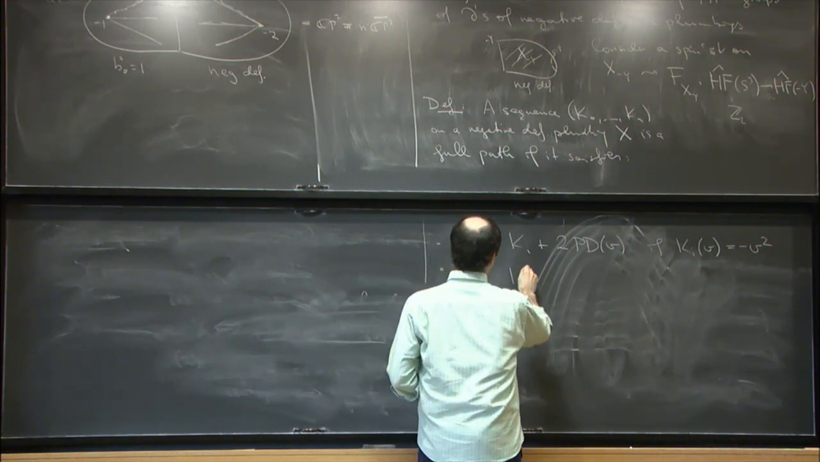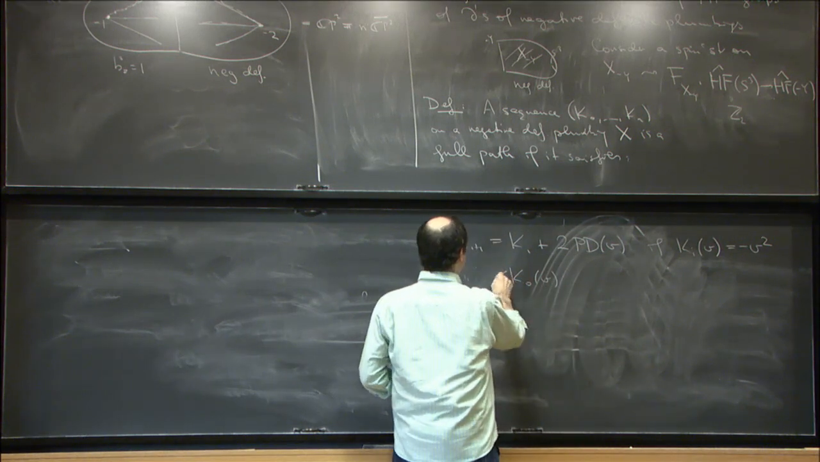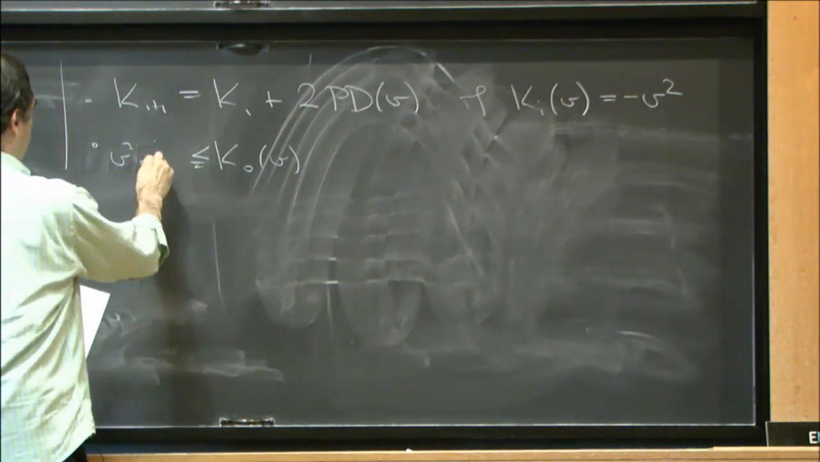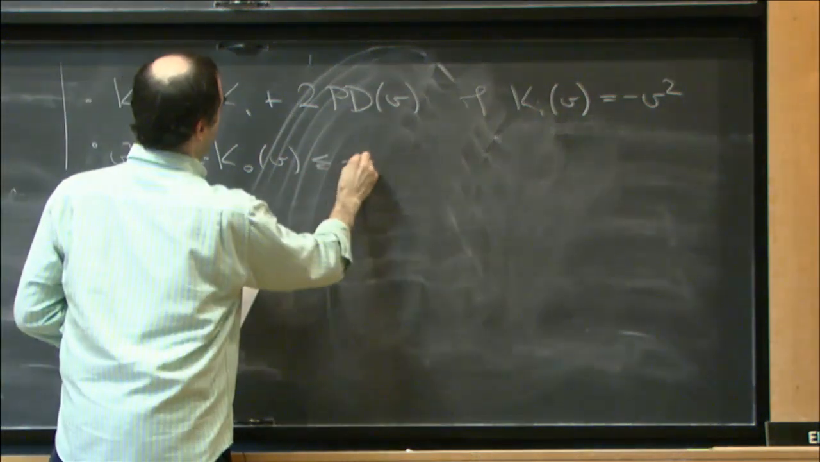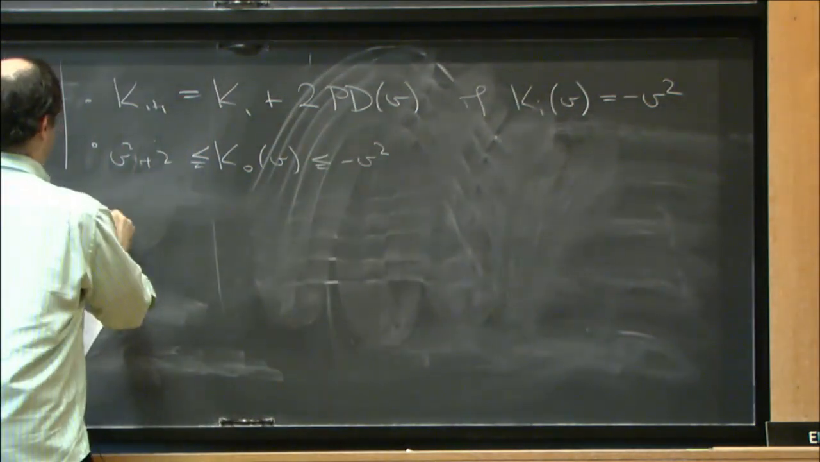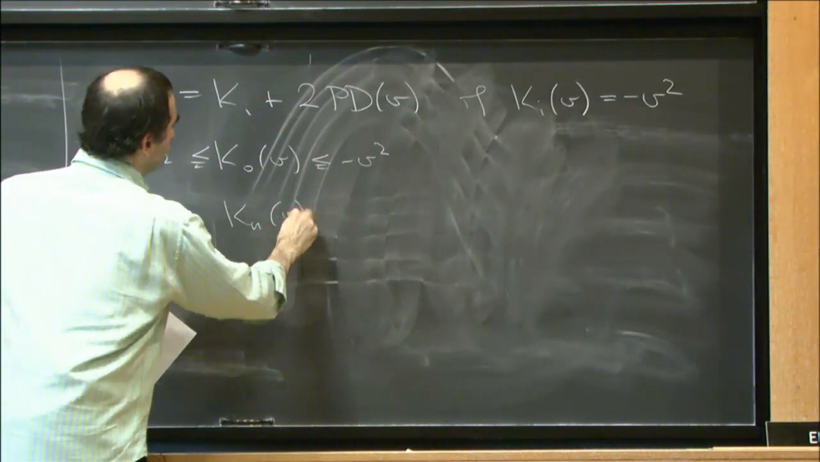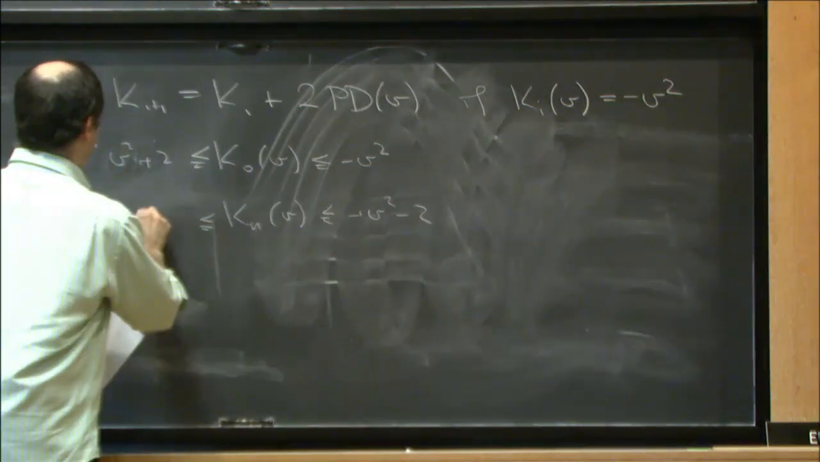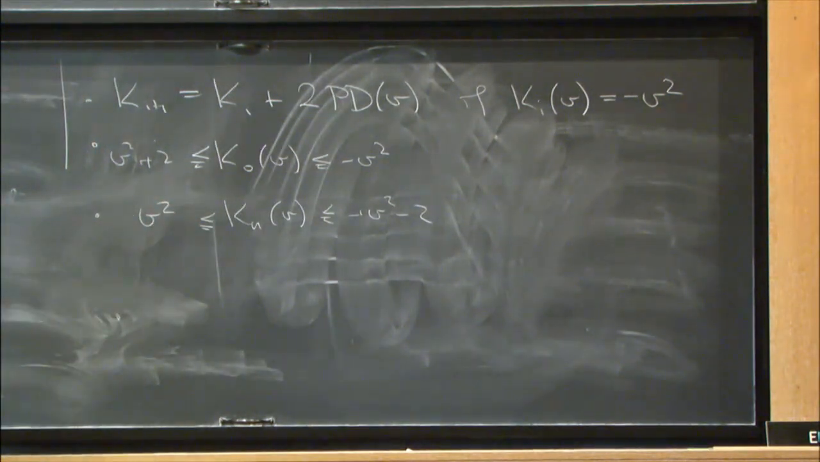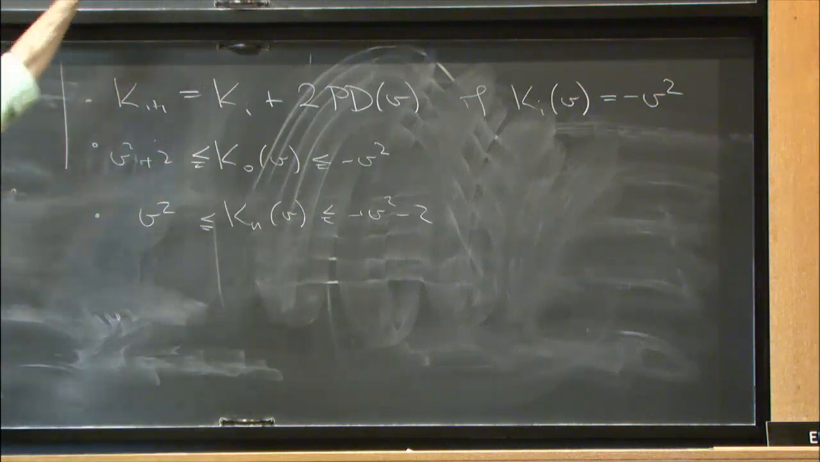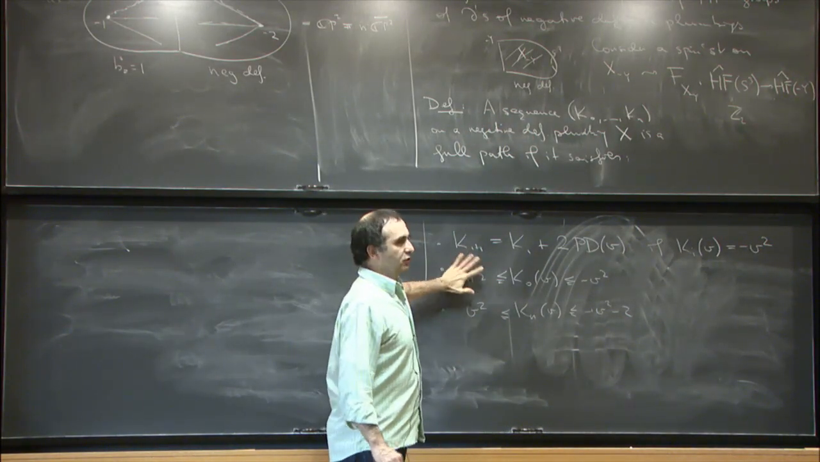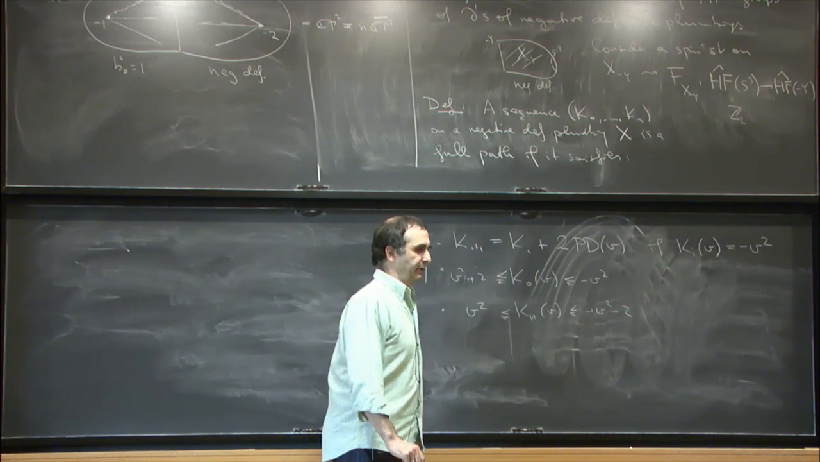K0 satisfies, which one? And Kn satisfies this inequality. So there are some inequalities which keep some control on what this map is supposed to do. Practically, it controls the adjunction type inequalities.